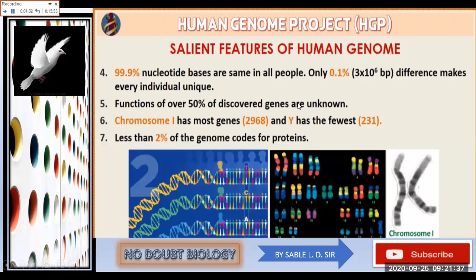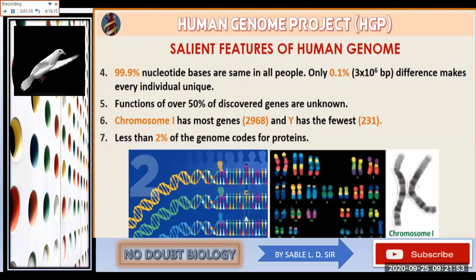Means some genes are there, but what type of function they perform, we cannot know. So 50% of the discovered genes are unknowns. We cannot know their particular functions, or whether they take part in the process of expressing a character or not.